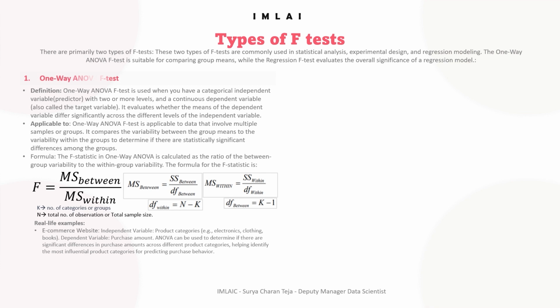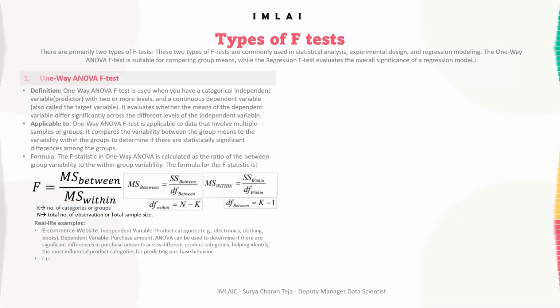This is one example. Similarly, let's take sentiment analysis. In sentiment analysis, the independent variable could be different sentiment analysis algorithms, and the dependent variable would be the accuracy of sentiment classification. ANOVA can be applied to assess if there are significant differences in classification accuracy across different algorithms, aiding in selecting the most effective algorithm for sentiment analysis tasks.